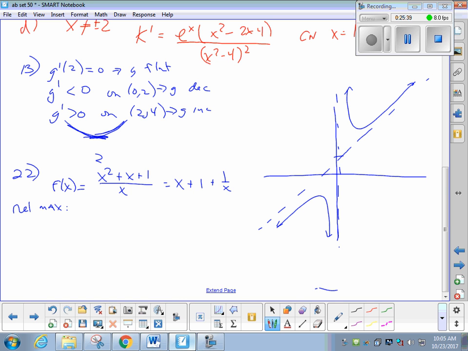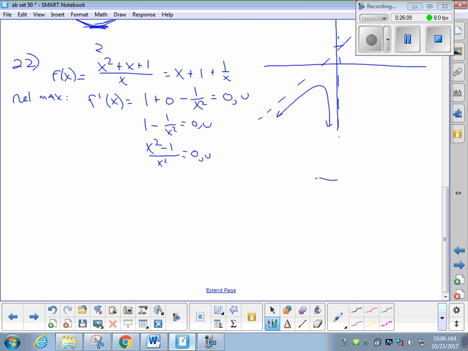Well, I could do the quotient rule here, but I would prefer that you do the derivative on this, which is easier. 1 plus 0 minus 1 over x squared. I want to know whether this is 0 or undefined. 1 minus 1 over x squared equals 0 or undefined. If I make this a fraction, I get x squared minus 1 over x squared equals 0 or undefined.